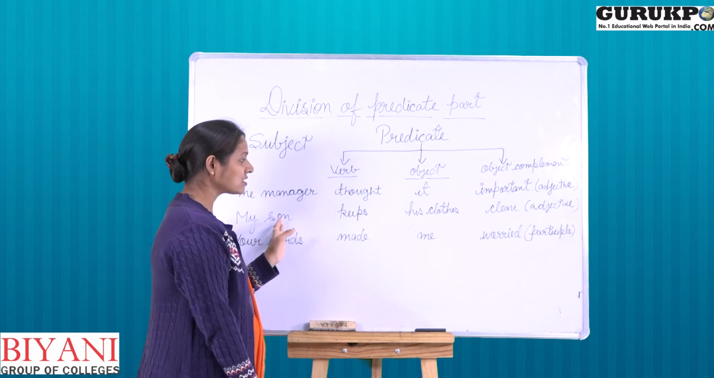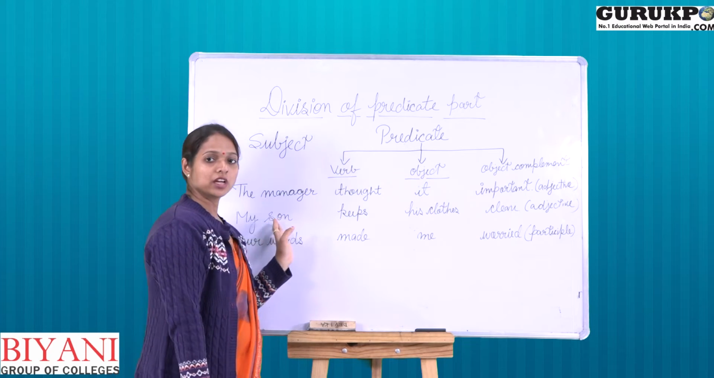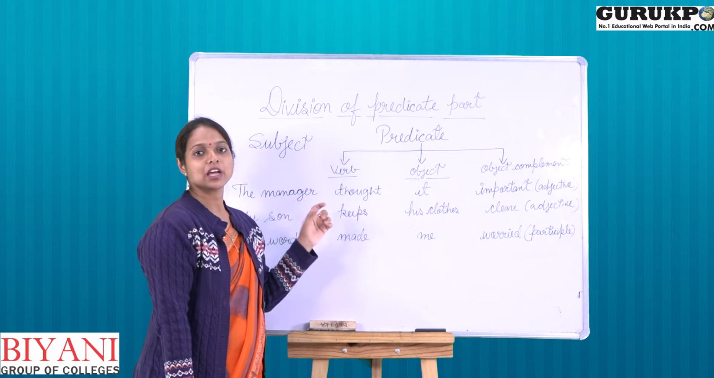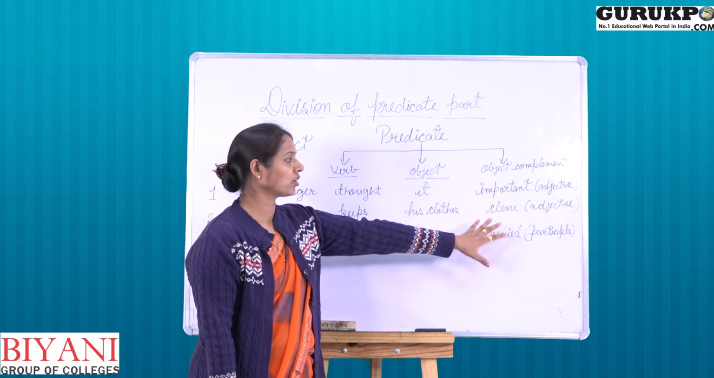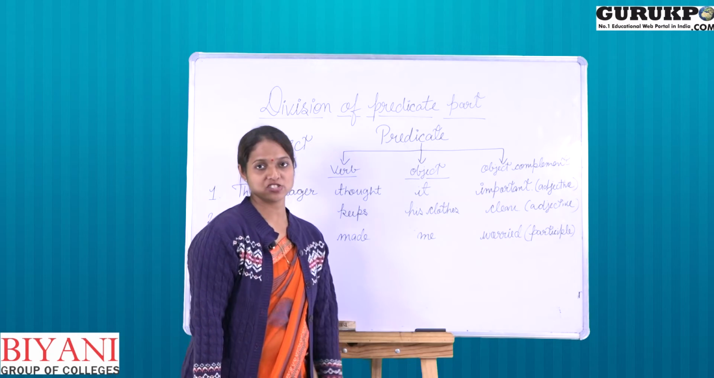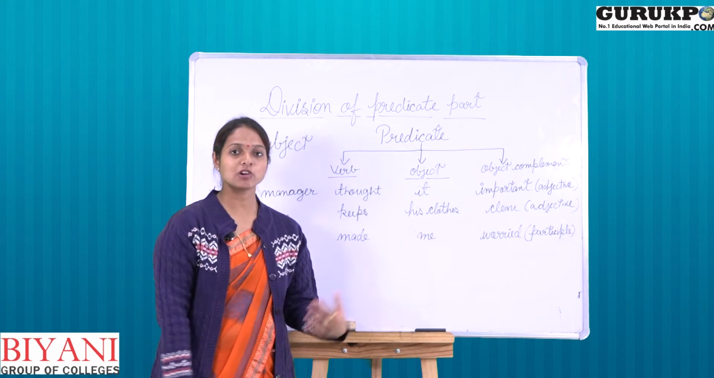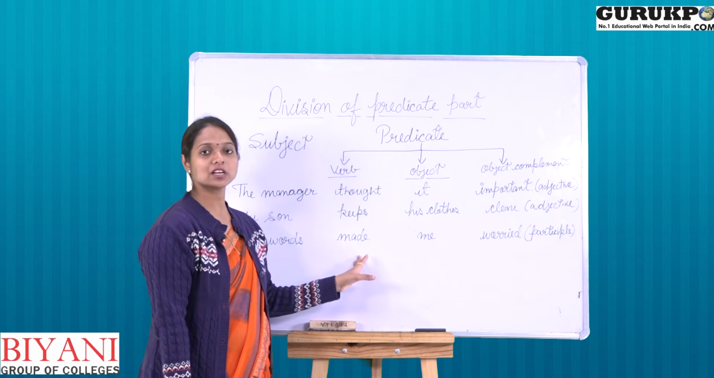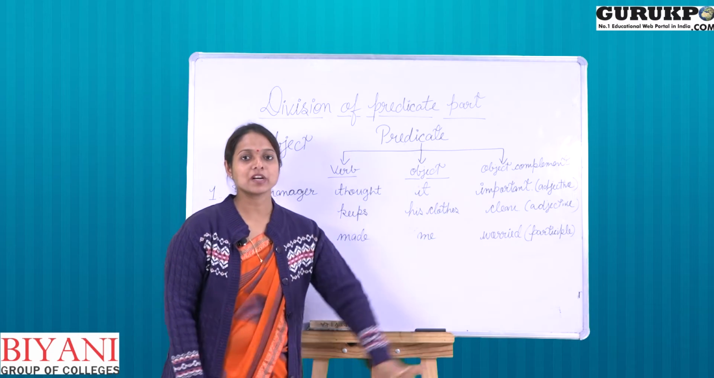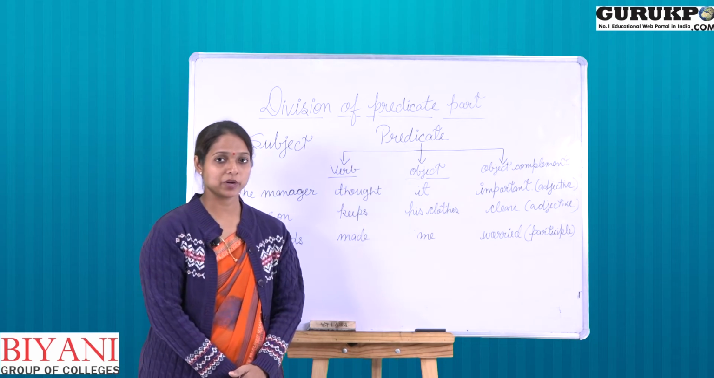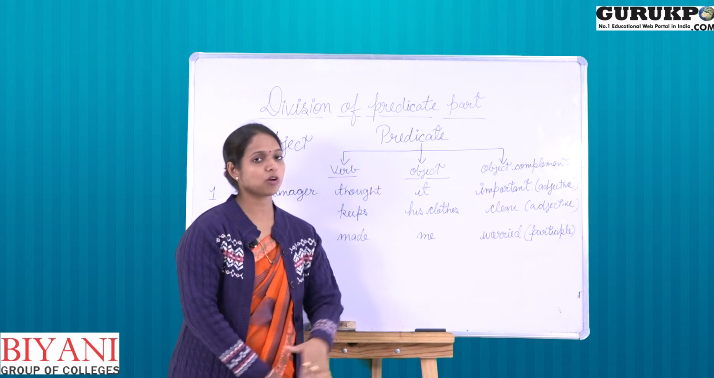The other one is: my son keeps his clothes clean. In this sentence, my son is the subject, keeps is the main verb, his clothes is the object, and clean is the object complement, that is an adjective. The next one is: your words made me worried. In this sentence, your words is the subject, made is the main verb, me is the object, and worried, the past participle, is the object complement. So we have discussed the three main parts of predicate, that are verb, object and object complement.